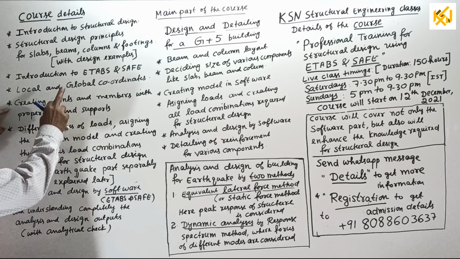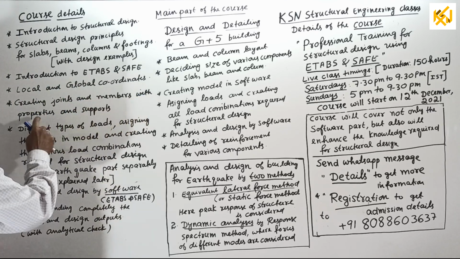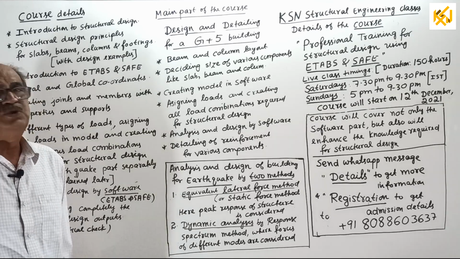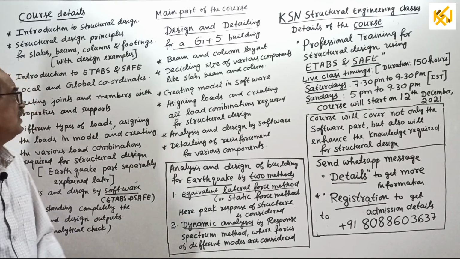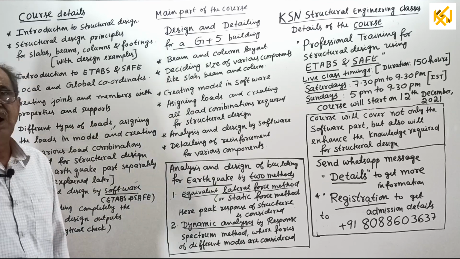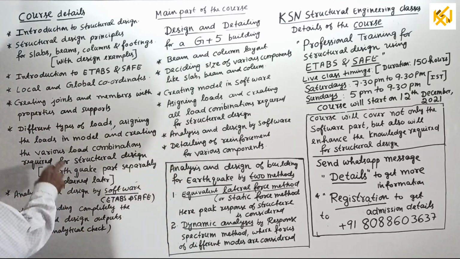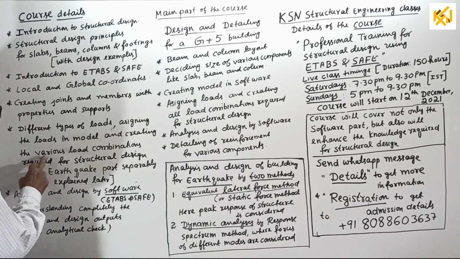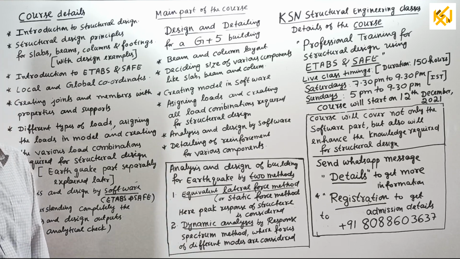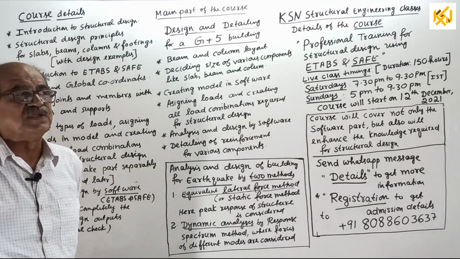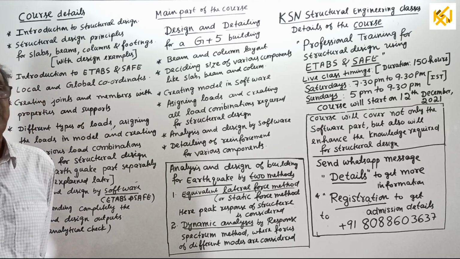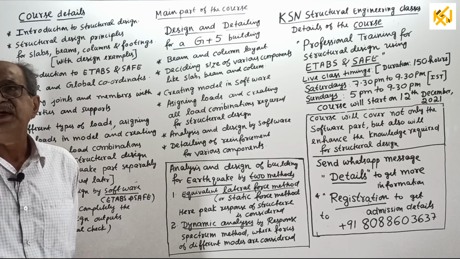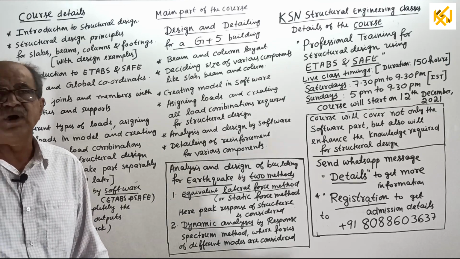Creating joints means creating the points and members with the properties and supports. In software, when you create a member, you have to create it with the properties, and there should always be supports. Then different types of loads, assigning the loads in the model, and creating the various load combinations required for structural design, like dead load plus live load, dead load plus live load plus earthquake load, then dead load plus earthquake load, what factors you have to consider and the reason for that, all I will cover here.